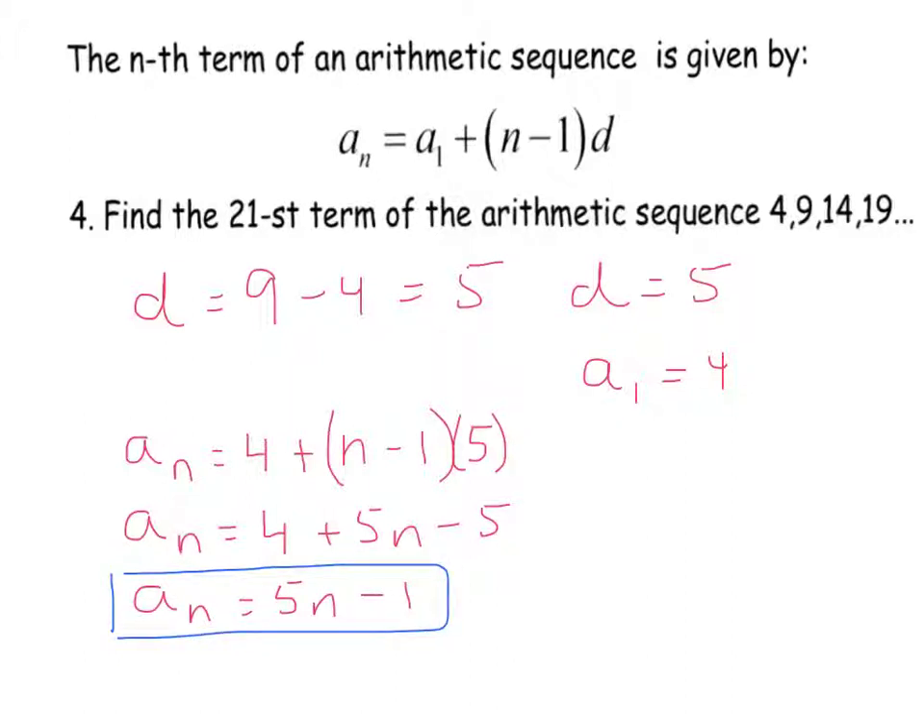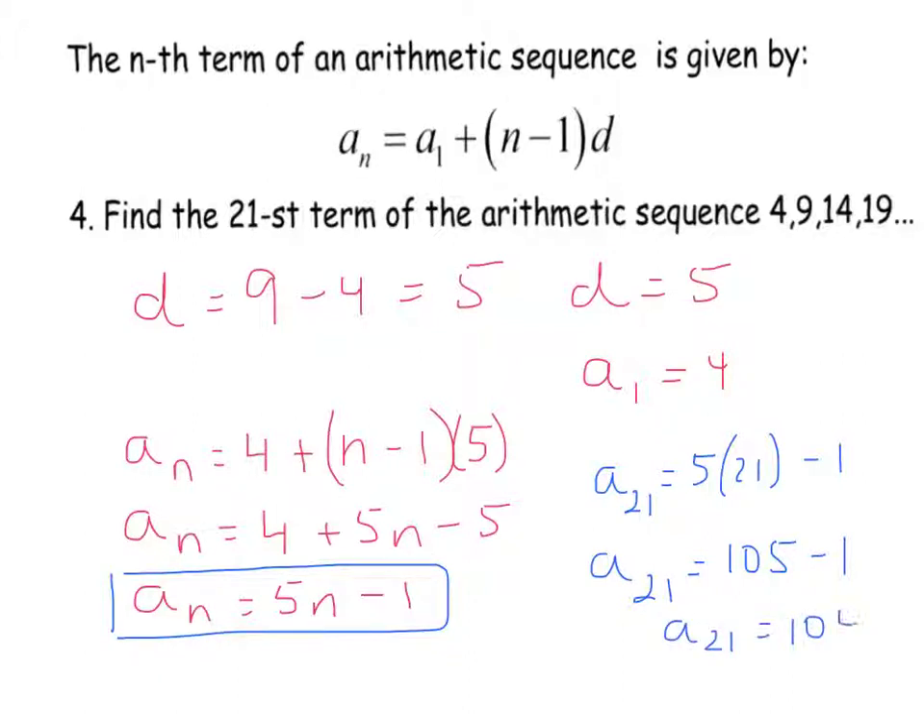Now all I have to do is find the 21st term. So I'm going to say a21 equals 5 times 21 minus 1. So a21 will equal 105 minus 1. So a21 finally will equal 104.